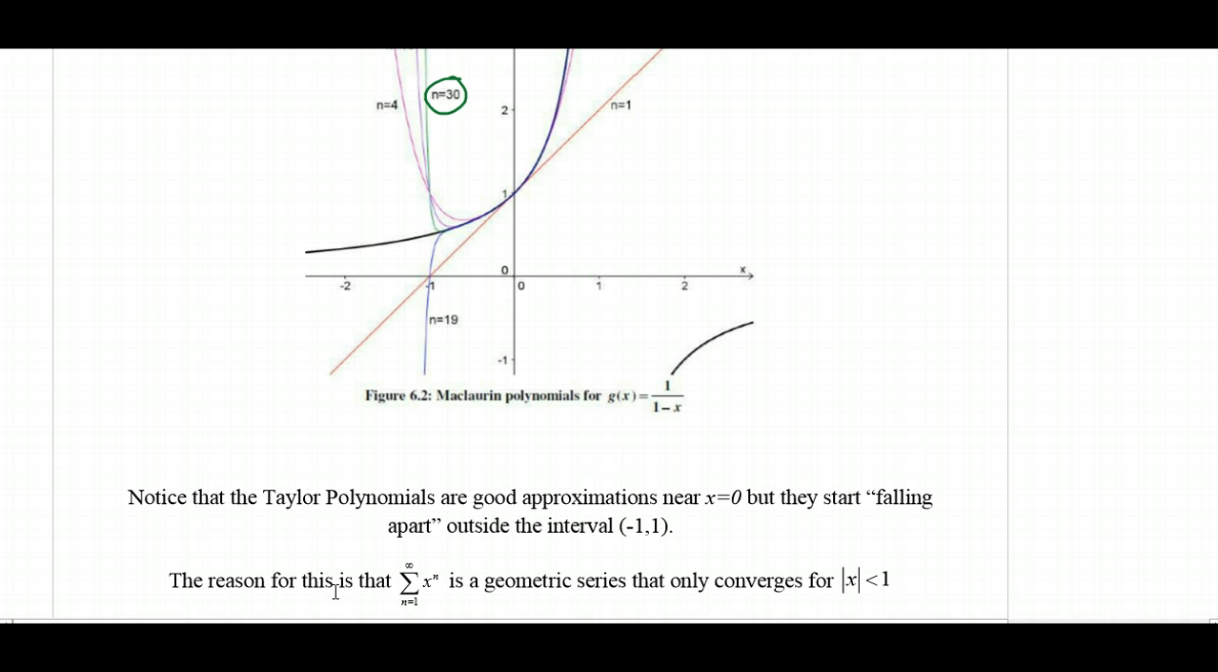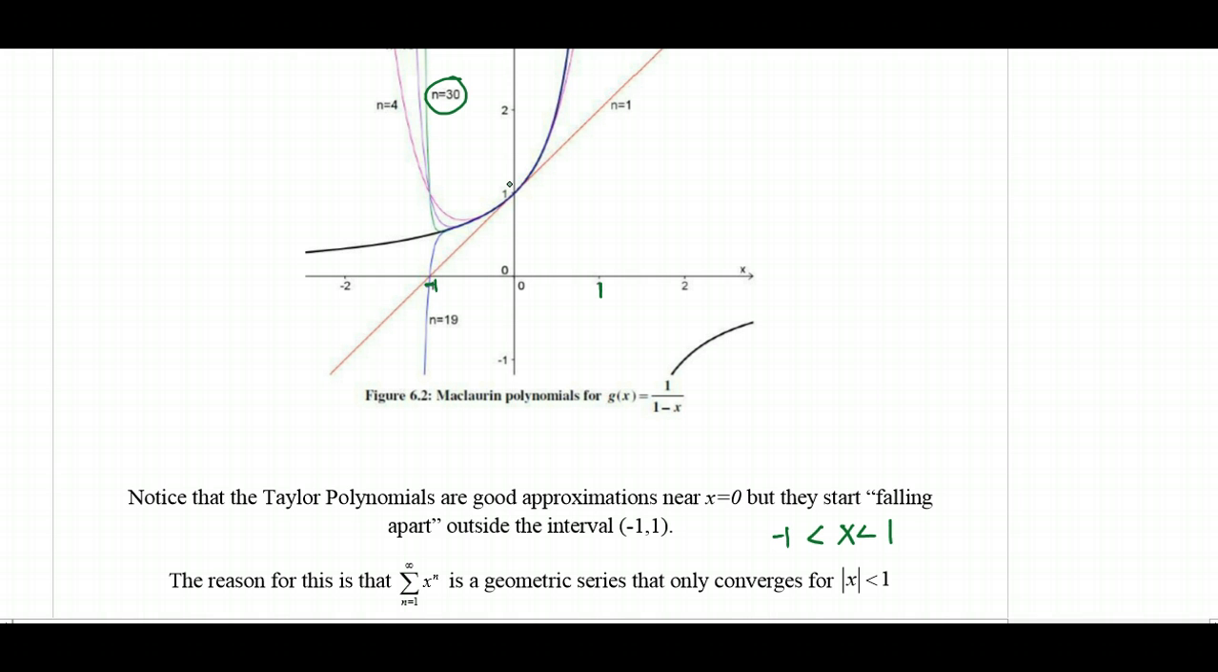The reason for this is that the sum from n equals 1 to infinity of x to the n is a geometric series. And what do we know about geometric series? That they only converge for the absolute value of x less than 1. Another way to write this is when x is between -1 and 1. Which, if we go back and look at the graph, from -1 to 1 is really where the nth order Taylor polynomials are accurate, are really good approximations. And outside that interval, they fall apart.